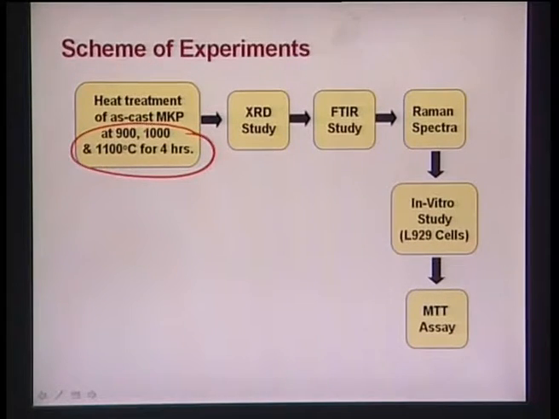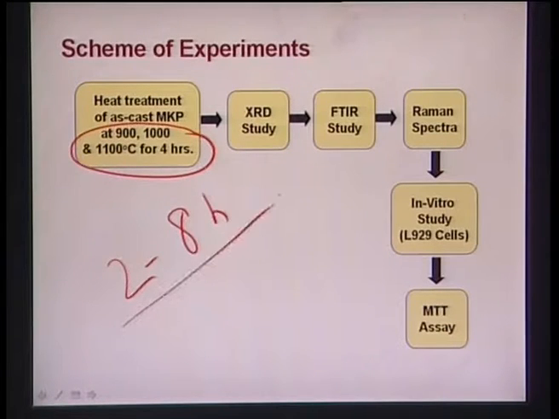How was this heat treatment time optimized? Initially, researchers carried out experiments from 2 to 8 hours at regular intervals of 2 hours: 2 hours, 4 hours, 6 hours, 8 hours. Then they found that 4 hours is the optimum heat treatment time, and therefore further experiments were carried out in this temperature range for 4 hours.